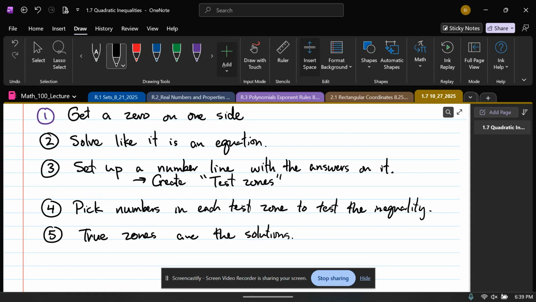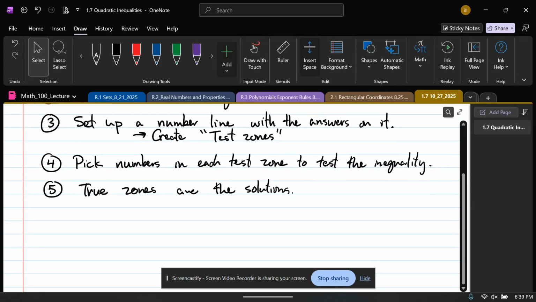Okay, this kind of seems abstract at this point right here, but we're going to take this 5-step approach and work our way through a few problems here. Okay, so the first 2 steps are exactly what we've been doing. Get it equal to 0, solve it, just like what we've been doing all night.